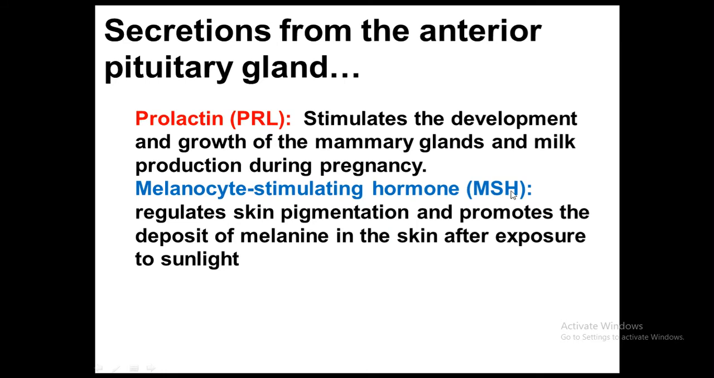Melanocyte stimulating hormone. Our hair and body are black in color, and this color is controlled by this hormone. It regulates skin pigmentation and promotes the deposit of melanin in the skin after exposure to sunlight. Melanin is one kind of pigment, and its secretion is regulated by melanocyte stimulating hormone. By melanin, our skin and hair are black in color. Those who have more melanin in their body are black, and those who are white or less black have less melanin.